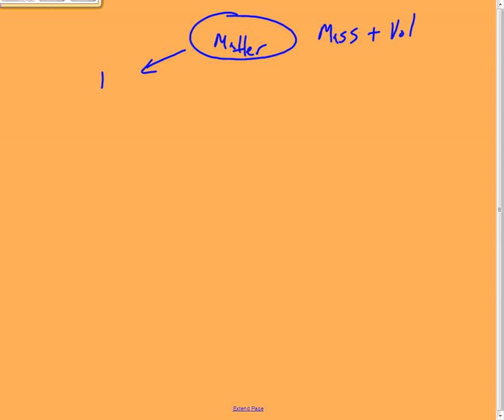Okay, so let's continue with our discussion of matter. We earlier said that matter is anything that has mass and volume. And then we said we can talk about types of matter. There are two broad types: mixtures and pure substances.